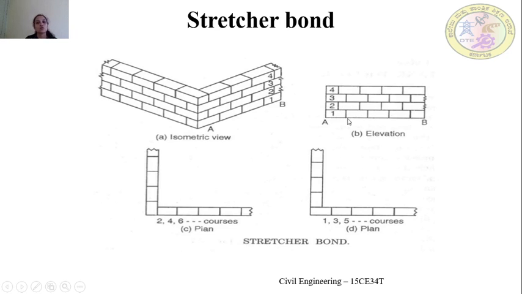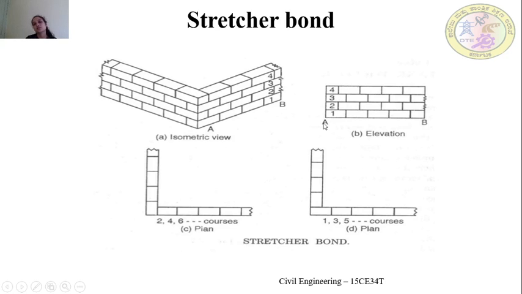So in order to break the vertical joint, in the even courses, that is 2 and 4, we have placed the header facing brick. In the coin place, the header facing brick is placed. Next to the header, again the stretcher facing brick is laid, and observe.